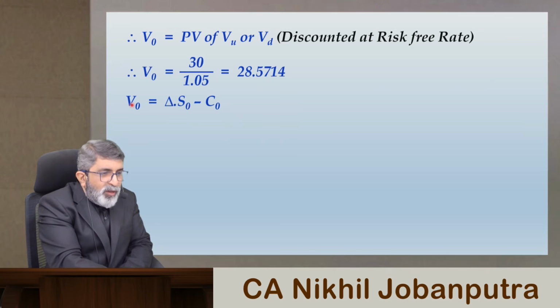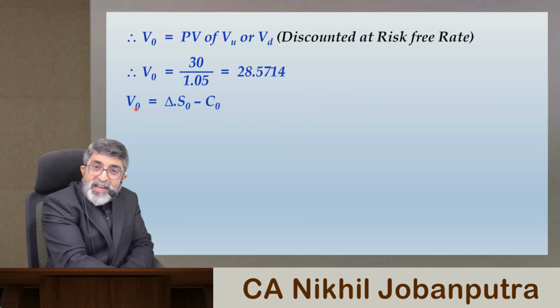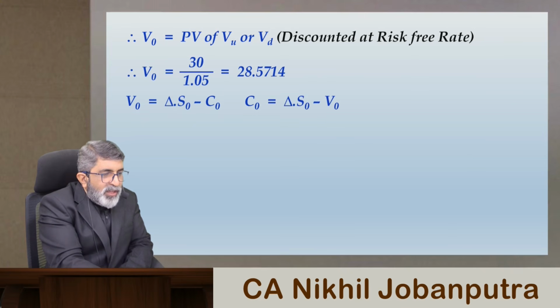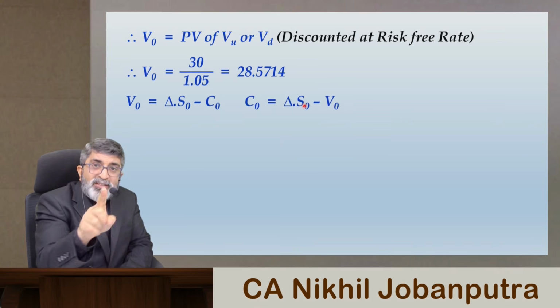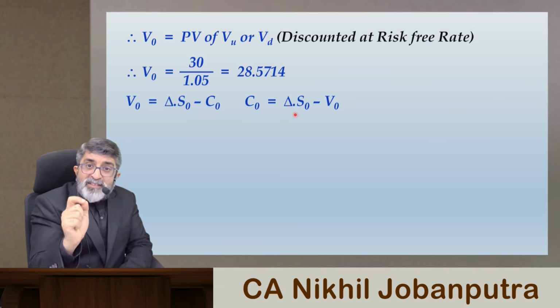So this V0, which is borrowing, we have already computed as 28.5714. Now what do you do? From this equation, if you want to find the value of C0, take C0 with a negative sign to the left hand side, it will become positive C0, and bring this V0 to the right hand side. So the equation goes this way: C0 equals delta S0 minus V0. We have already computed the V0 value and S0 is already reported to you. Delta, the call delta, you have computed as 0.25.